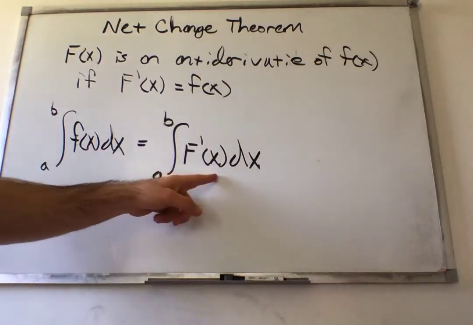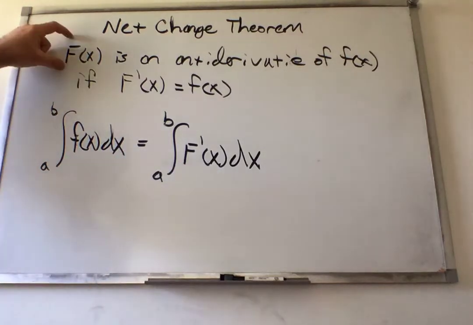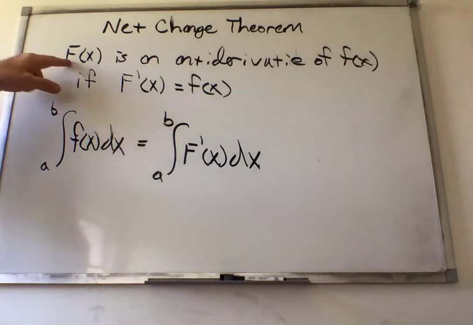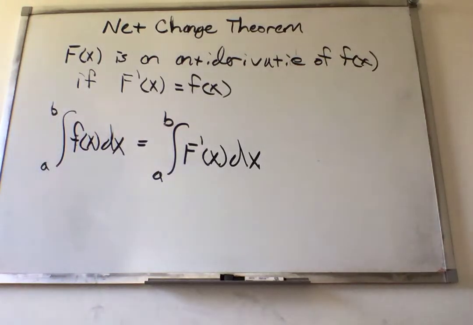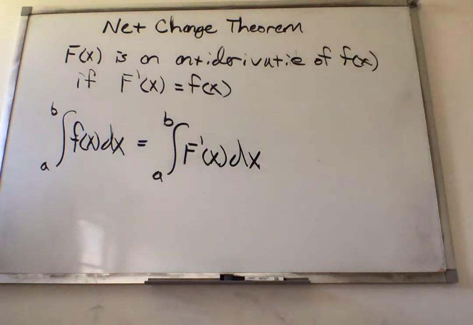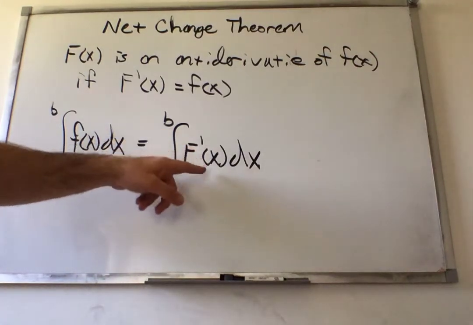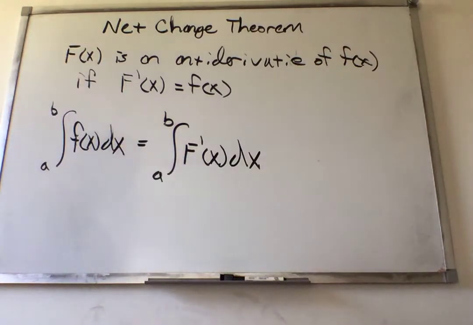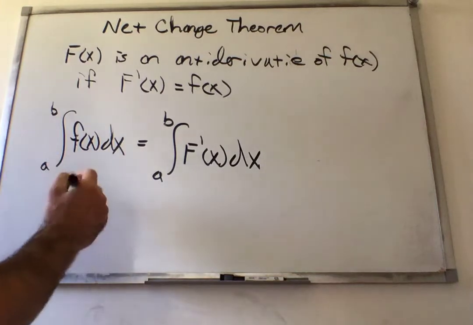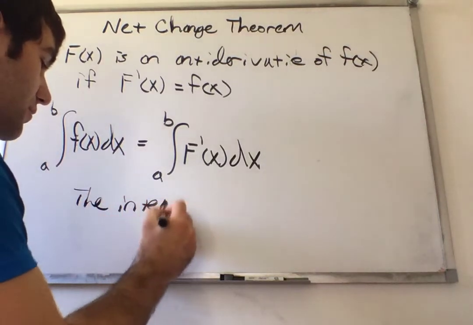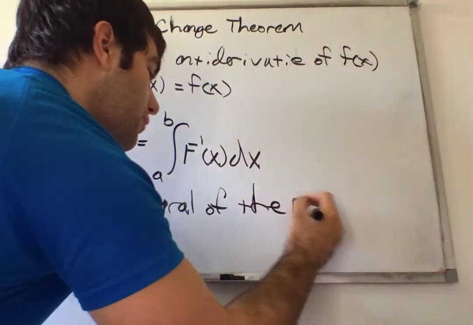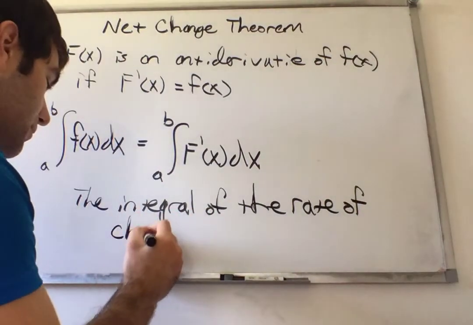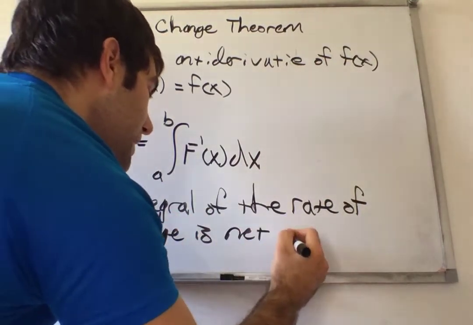So let's talk about what this function is. If we take the derivative of big F of x, think back to chapter 2, in terms of an application, what did we call the derivative? We called it a rate of change. So big F prime of x is the rate of change of big F of x. A way this can be said is the integral of the rate of change is net change.